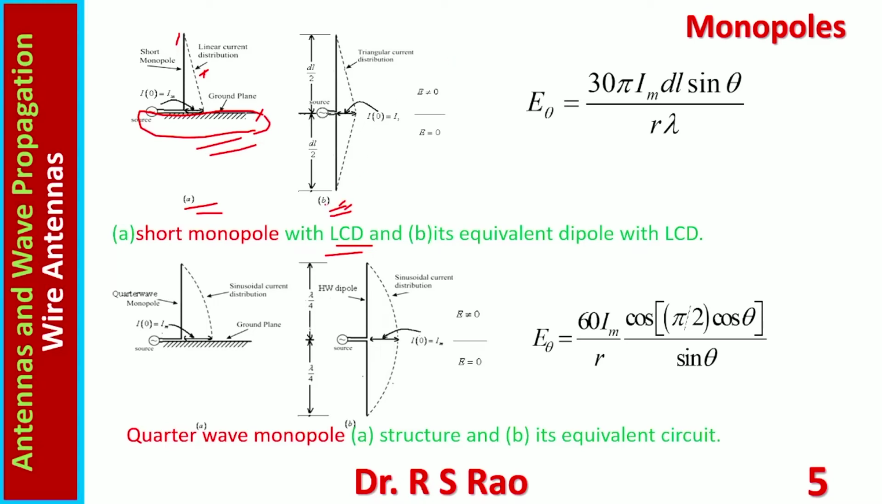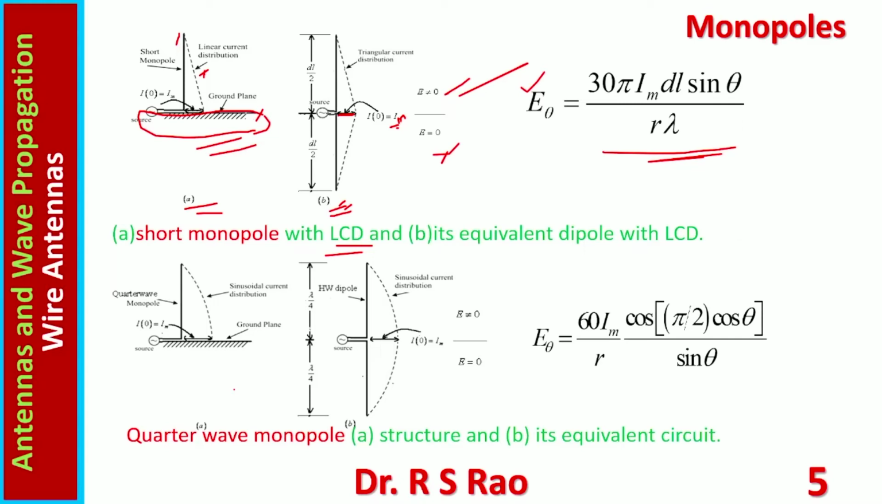But structure B is equivalent to a linear dipole with uniform current distribution having an amplitude of Im by 2. If this is Im, the maximum value, Im by 2 is the amplitude of the uniform current distribution over the dipole. For it, field intensity is given by this formula, which we have already determined. While moving further, this is the expression for the field above the ground plane here. Below it is 0, we know, because it is the ground plane.